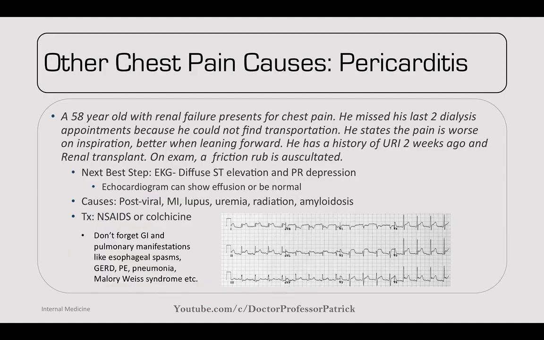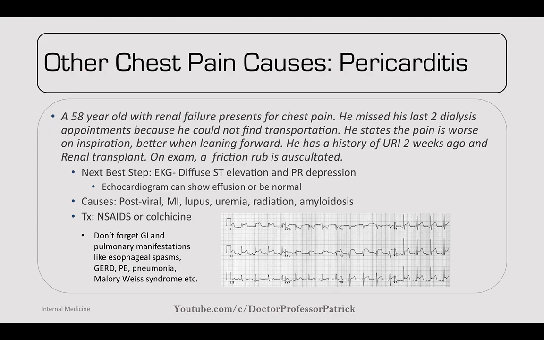So the last cause of chest pain that we'll go over today is pericarditis. So a 58-year-old with renal failure presents for chest pain. He missed his last 2 dialysis appointments because he couldn't find transportation. He states that the pain is worse on inspiration, it's better when leaning forward, and he has a history of URI 2 weeks ago and a renal transplant.